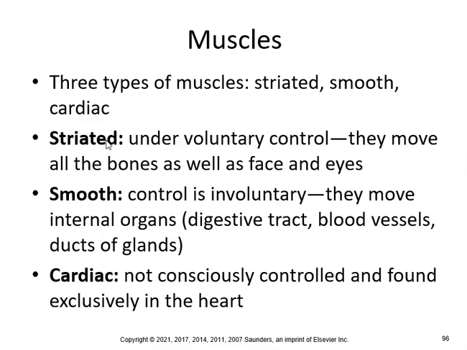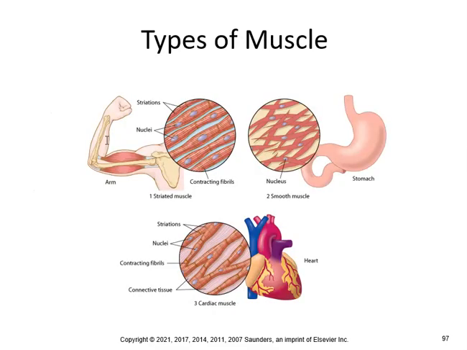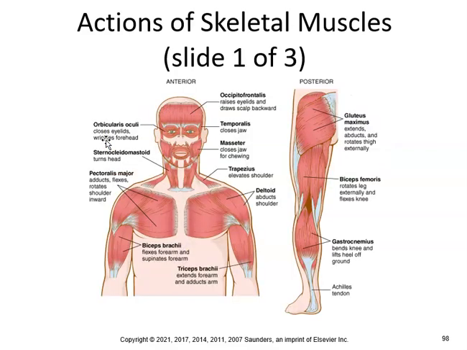Smooth muscle control is involuntary. You can't tell your digestive system, your stomach, to digest, or your blood vessels to contract. And cardiac is also not voluntary. You don't have to tell your heart to beat. That's automatic control.